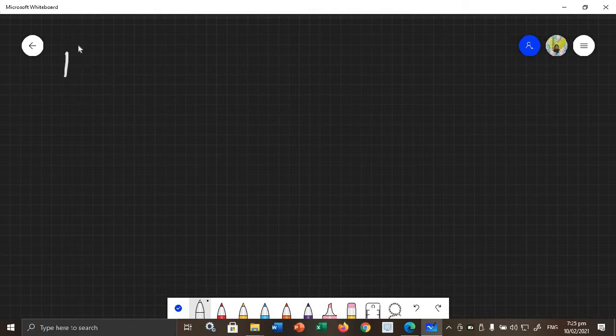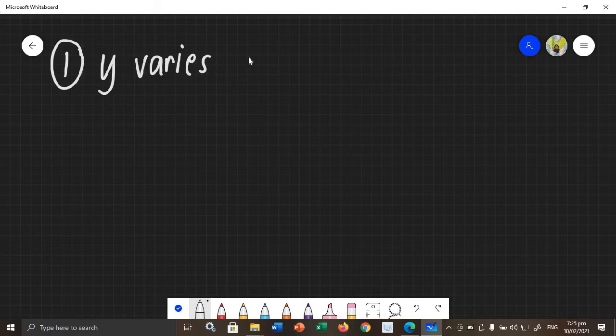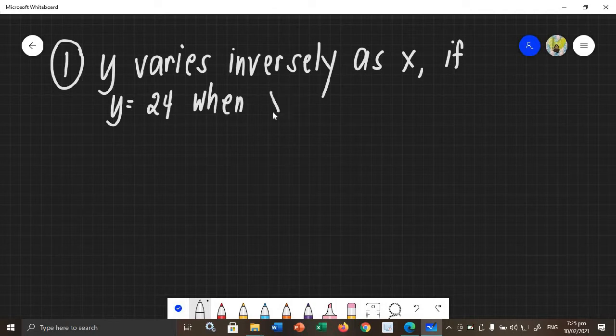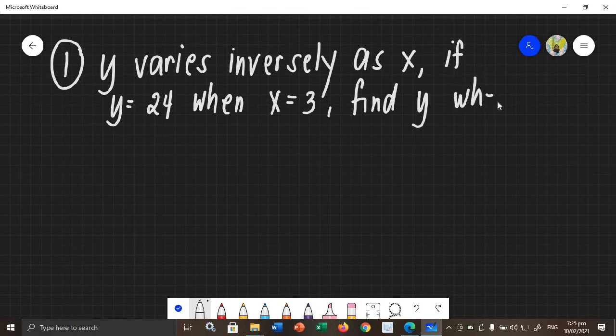Like this example. Let's say we have y varies inversely as x. So, this is your variation statement. Diyan ka magde-derive ng function. If y is equal to 24 when x is equal to 3, find y when x is equal to 12.